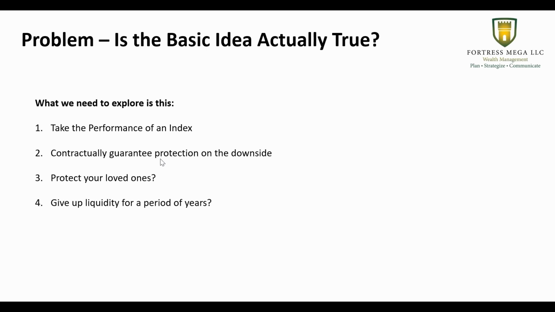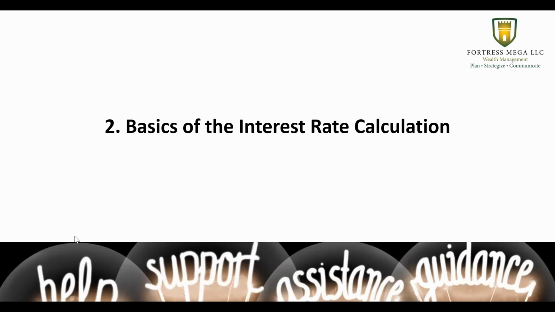And so when we take that basic sales pitch that you can go find on multiple brochures and multiple products, we have to explore, does this actually track the performance of an index? What's my give and take here? We have to understand how the downside protection works. This idea of protecting loved ones, like how do I get my money out? And, is this like those other types of annuities where I'm locking my money up for a period of time?